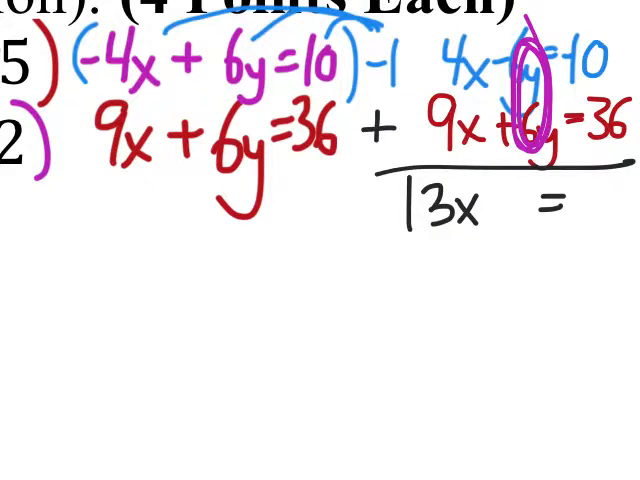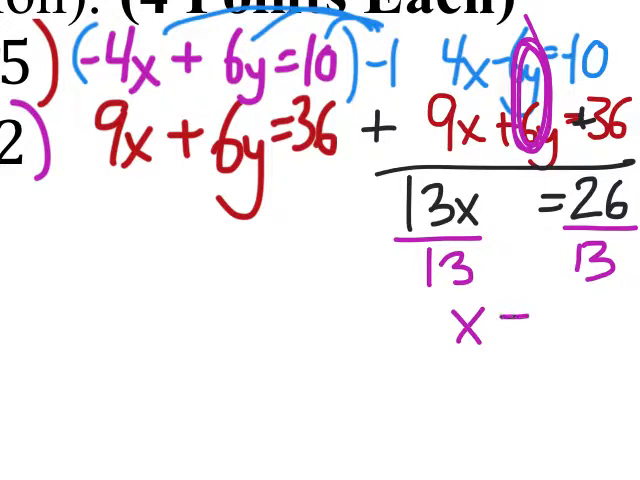We chose to eliminate the y's first. Negative 10 plus 36, because that's positive 36, it's going to give us 26. That's a nice convenient value, which now we can divide both sides by 13. And we find that x is 2.